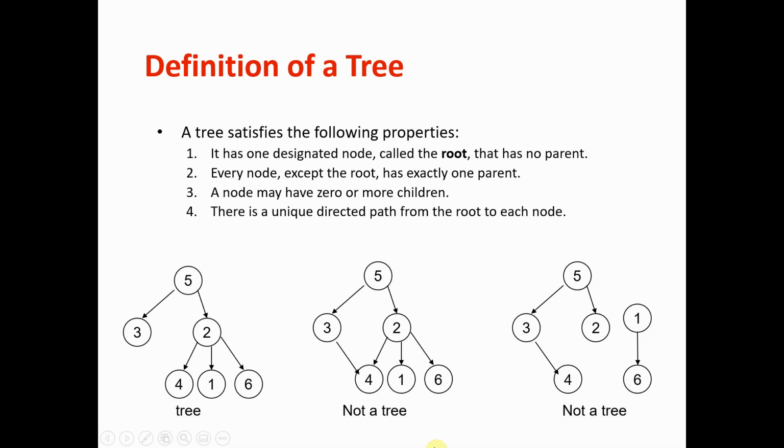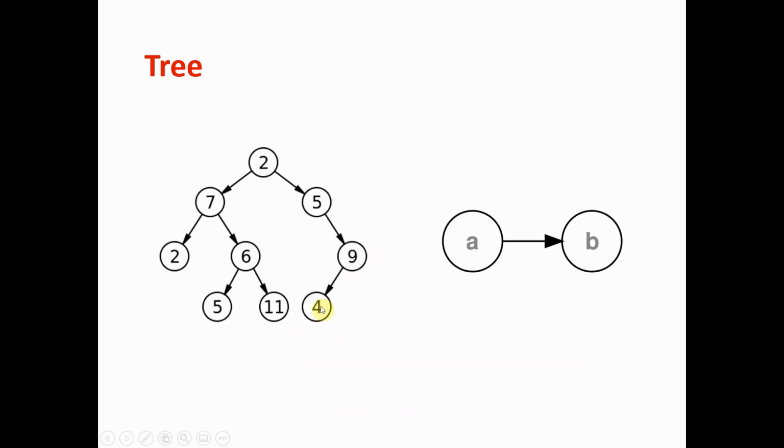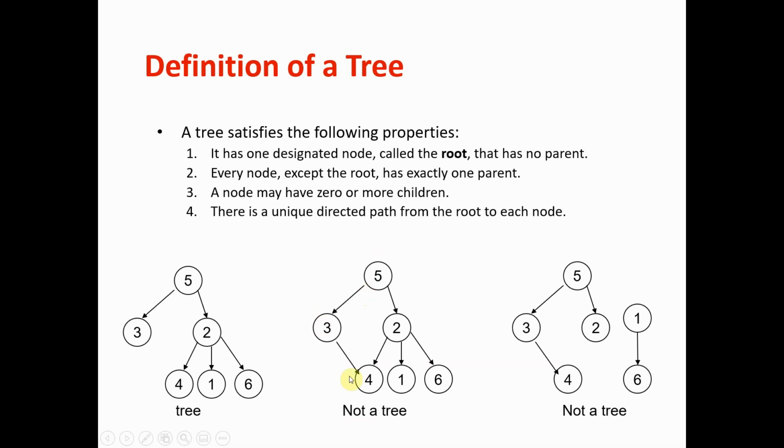This is not a tree. You can see that, I'm sorry, this is because we don't have a unique path from this node to this node. We actually have 2 paths, right? And you can see that this node actually has 2 parents. So this is not considered a tree.